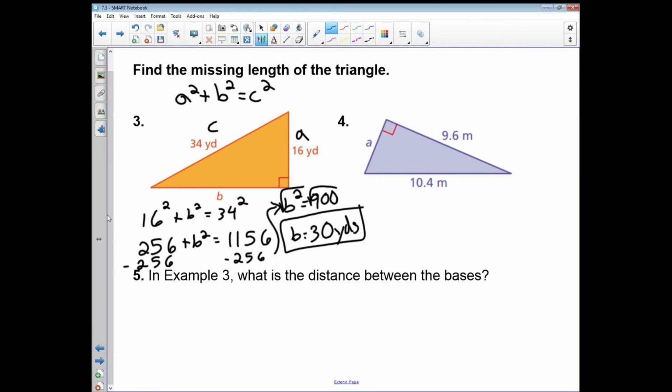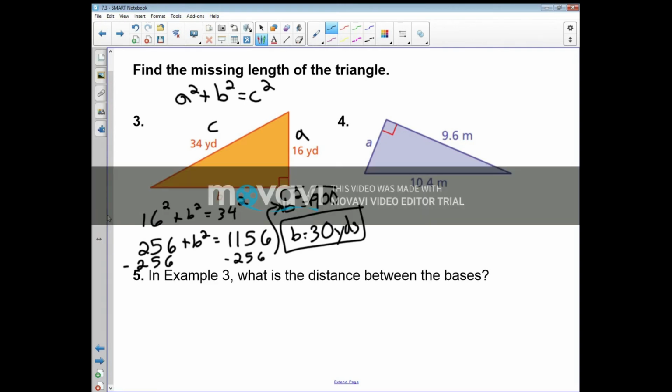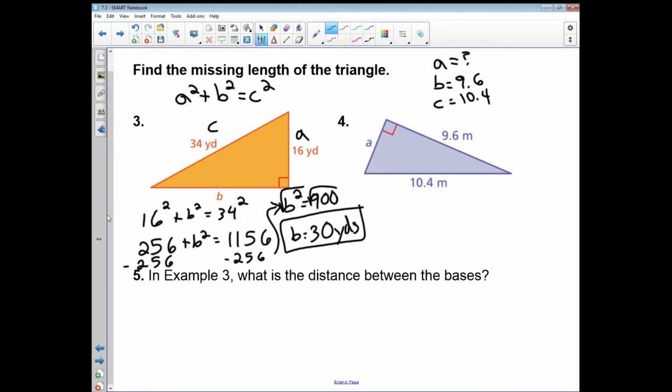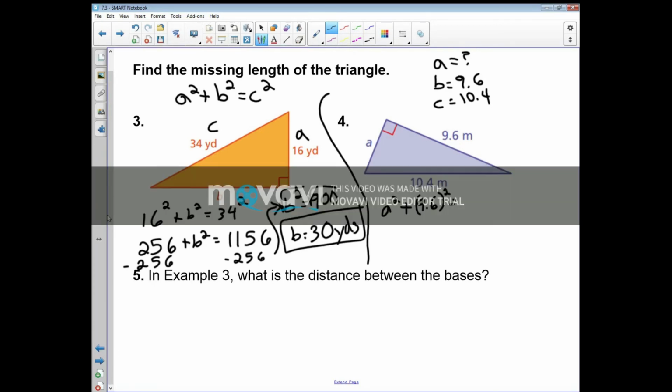Now let's get on over to 4. And guys, don't be discouraged by decimals. Decimals, they're not scary. Okay, you guys can do it. All right, so we don't know A, we know B, and we know C. So again, same process. Plug it in for what you know. All right, so I'm just going to divide here so you guys can see. So we've got A squared, which we don't know. B is 9.6 squared, and C is going to be 10.4 squared. All right, so again, square the numbers first, and then we'll worry about subtracting them in a second.